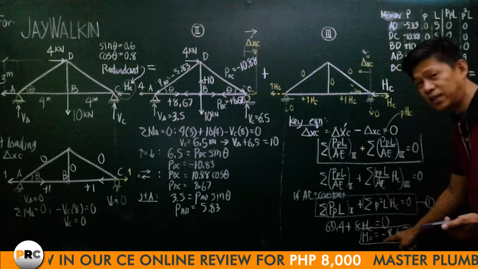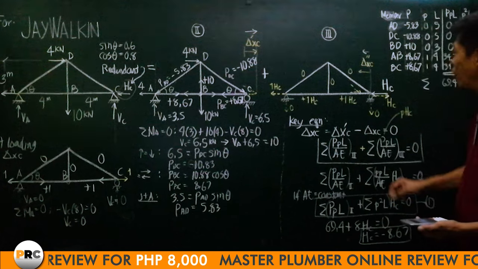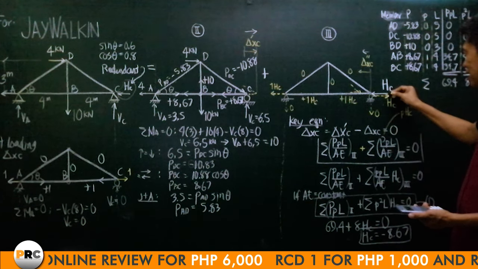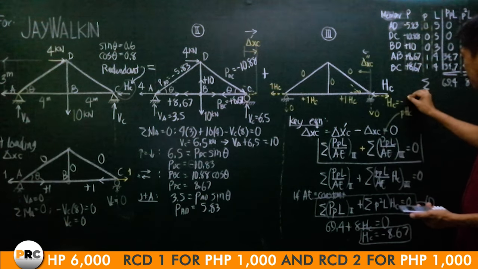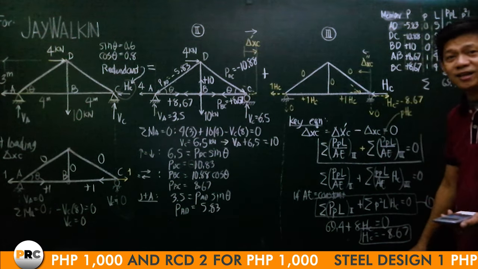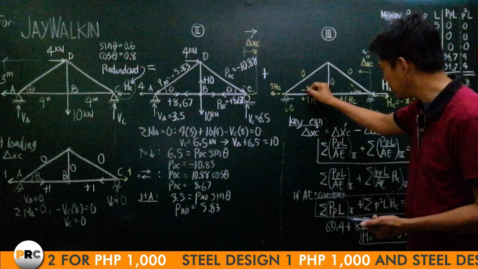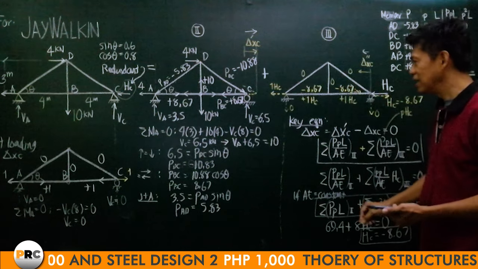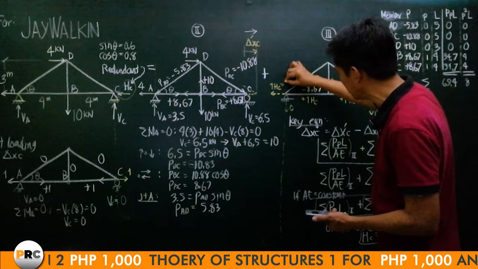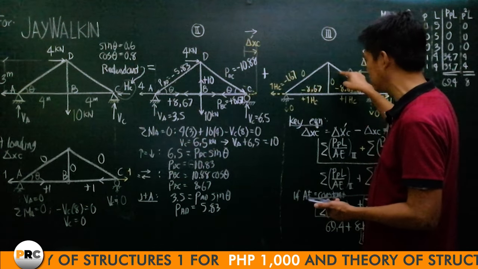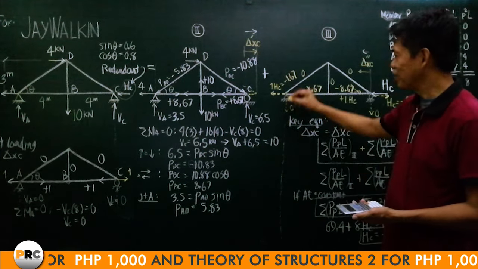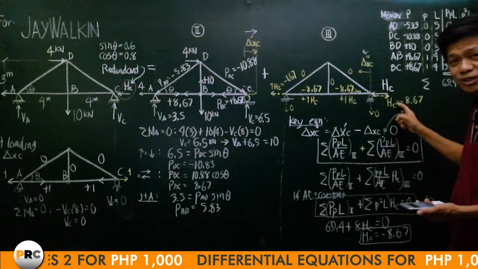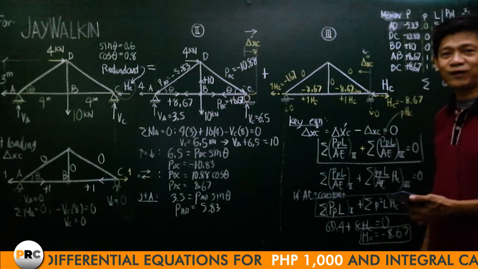So solving our 8C is equal to negative 8.67. The negative sign is an indicator that it is opposite the direction of the unit load. It's not to the right. It's rather to the left. This is negative 8.67. This is 1 times negative 8.67. This is negative 1 times negative 8.67. This is 0. This is 0. Right? Okay? So, this is not to the left, but to the right. This is not to the right, but really to the left. That is the indication of the negative sign. You get it? You follow?